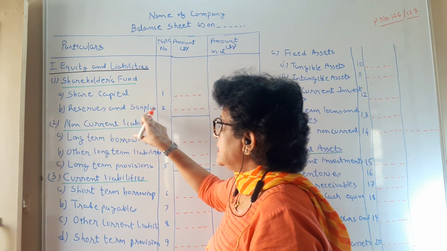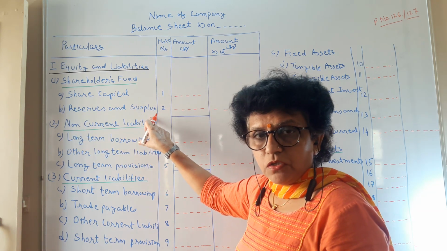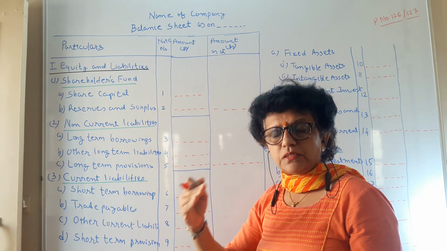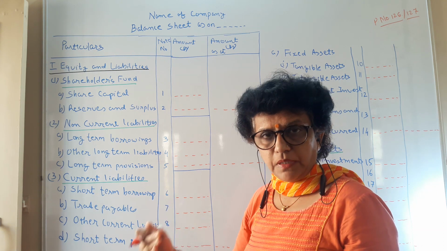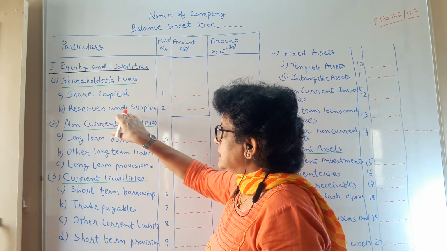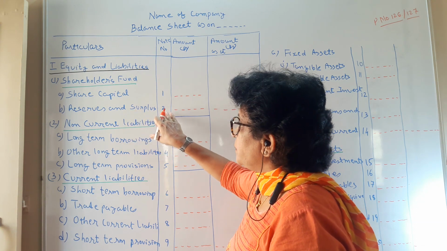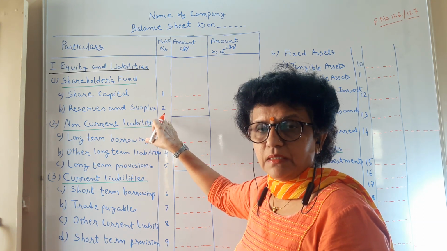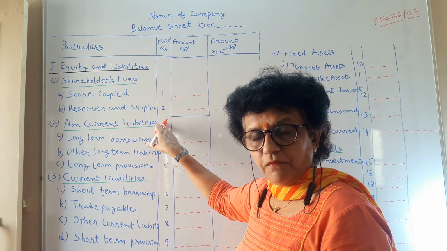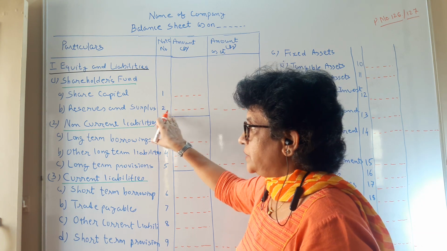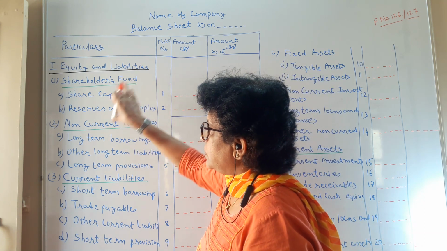Second, the reserves and surplus. That also belongs to the real owner. Whatever undistributed profit you have kept aside, you call it a reserve. So the reserves and surplus you have. Which type of reserve? The general reserve, the capital reserve, the secret reserve, the different types of reserve that you have kept are to be mentioned. So first is the shareholders fund.